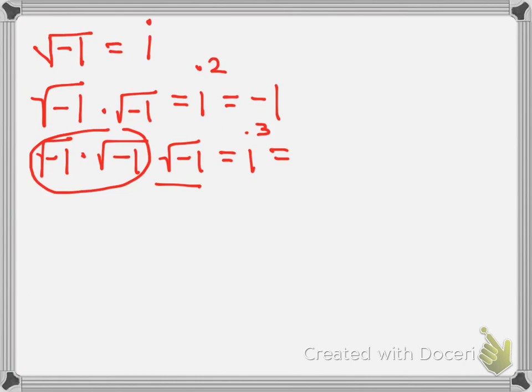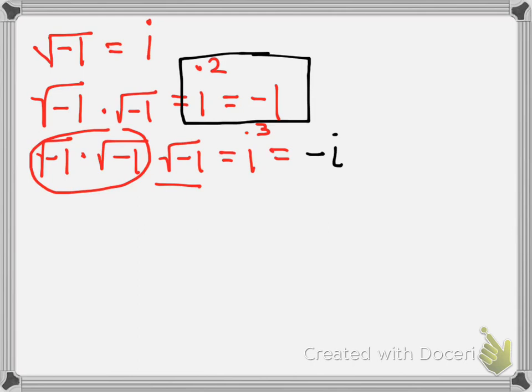This is really important in your math future. i squared. Anytime you see i squared, you call it negative 1. Alright, so i squared times i is negative 1 times i. So this is negative 1i, or negative i. That's really how you call it.